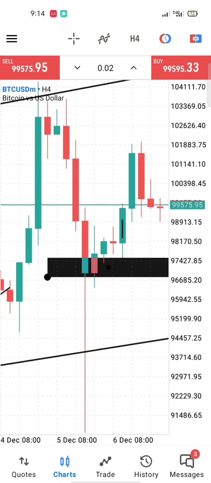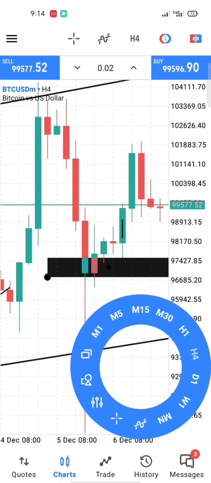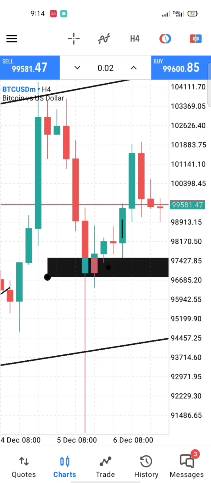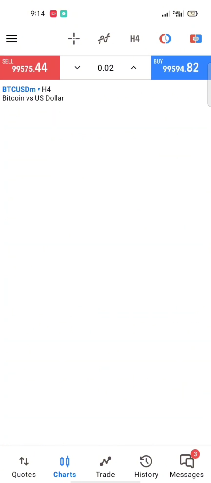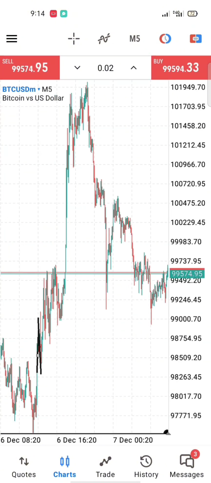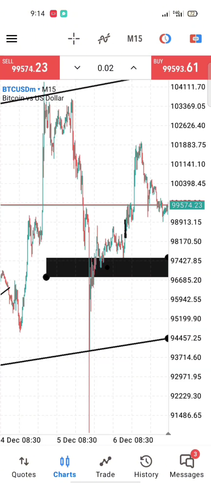So let's zoom into lower time frames and see. Let's take an entry. I want to make huge profit now. Our target is $5,500. So currently from here, I'll zoom into the 5 minute time frame. I'll zoom into the 15 minute time frame, and I've seen what the market is doing here.